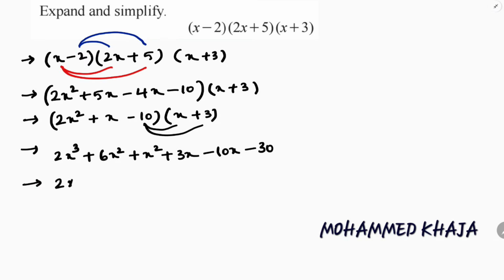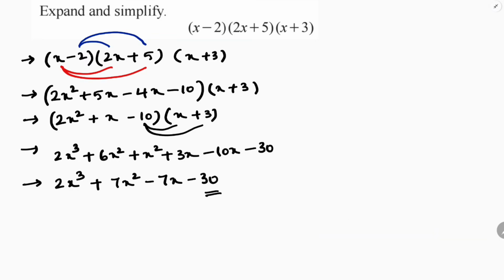So 2x cube plus 6x square plus 1x square is 7x square, plus 3x minus 10x is minus 7x, minus 30. So this is the final answer.